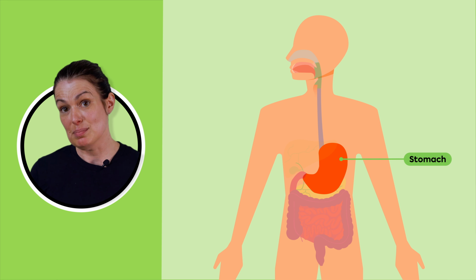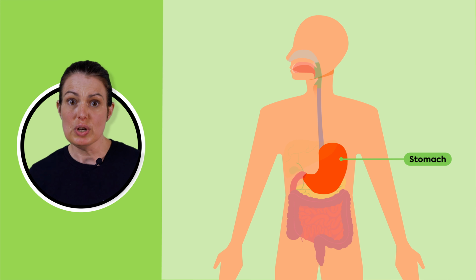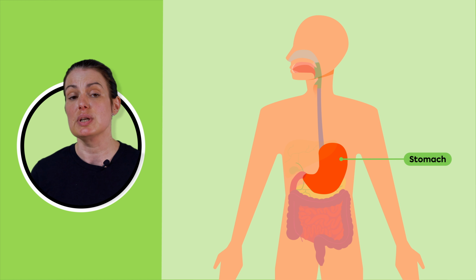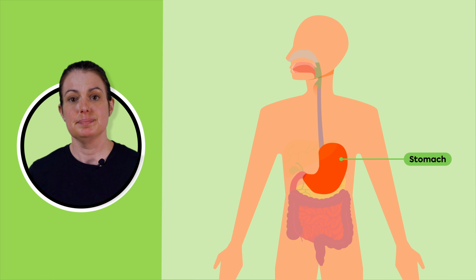The stomach is a muscular pouch where food is temporarily stored. The food is stirred and partially digested to form a slurry called chyme. The chyme is then passed into the small intestine.